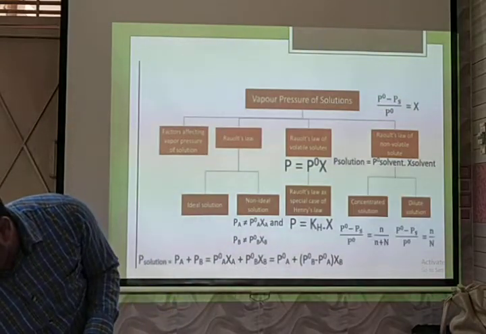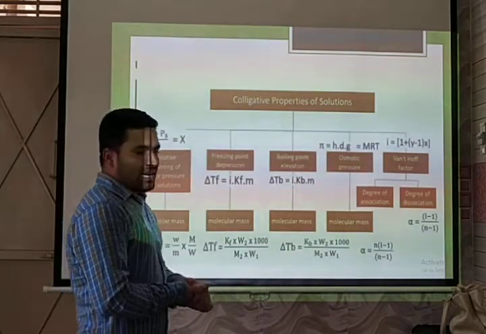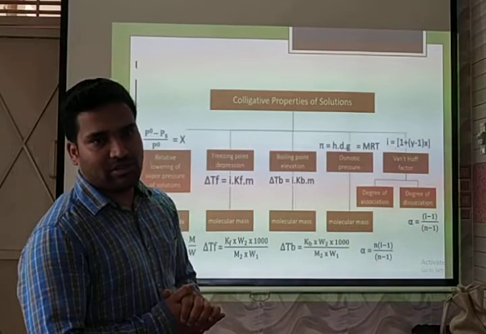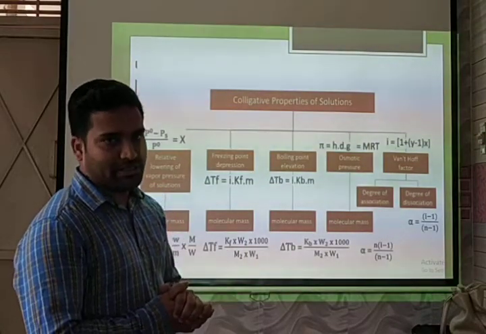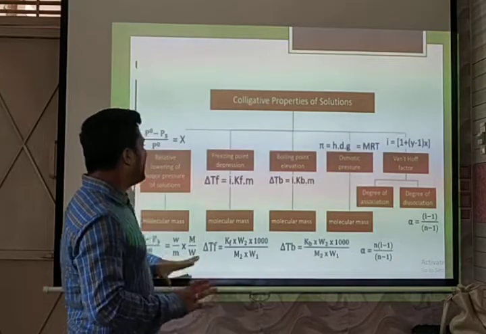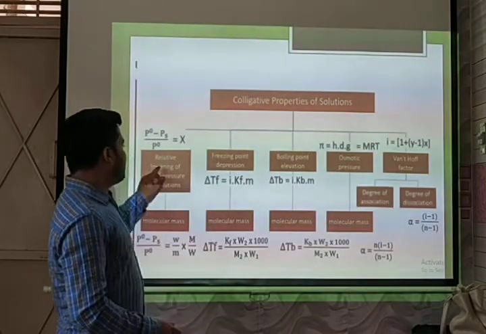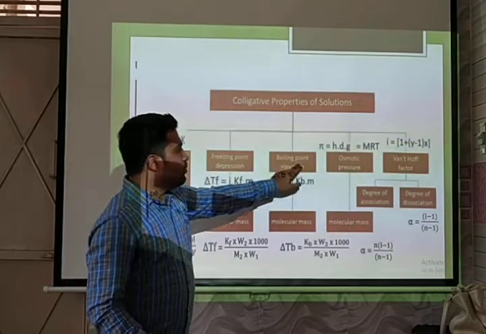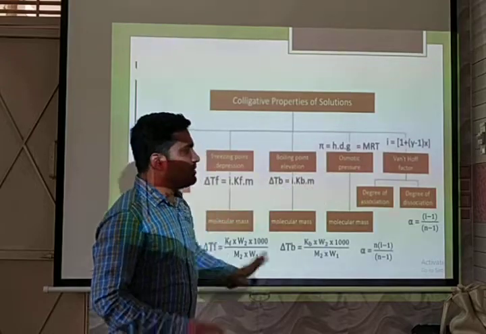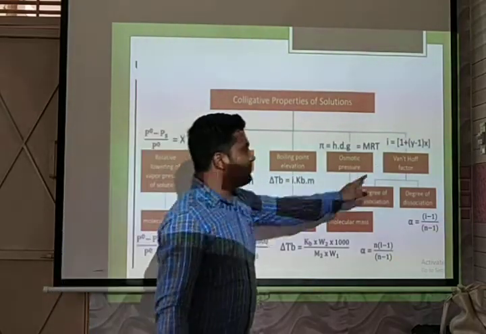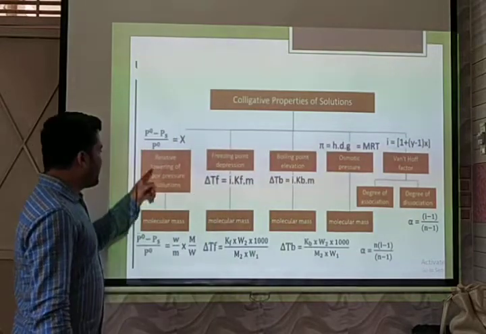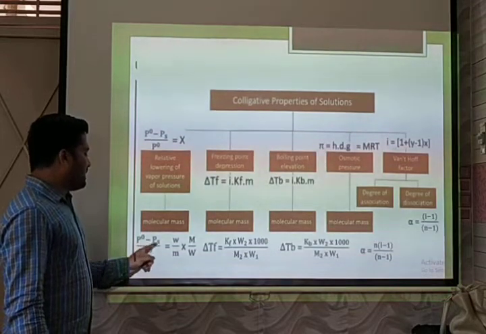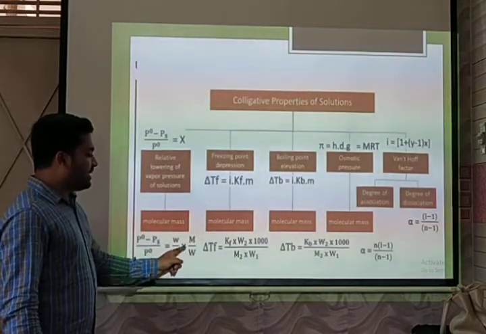Okay, so next we have colligative properties. As you know, a colligative property depends only on the number of solute particles dissolved in the solution, not on the nature of solute particles. Okay, based on that, we have seen mainly 4 colligative properties. First one is relative lowering of vapor pressure, next one is depression of freezing point, then elevation of boiling point, and osmotic pressure. And to correct these things, we are going to study one more factor, called the Van 't Hoff factor. In case of relative lowering of vapor pressure, we are going to calculate the molar mass by using the formula P naught minus Ps divided by P naught is equal to W by M into M divided by W.